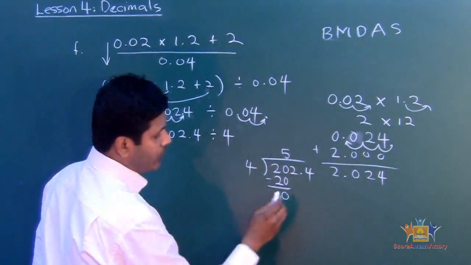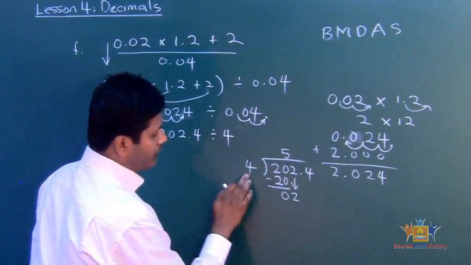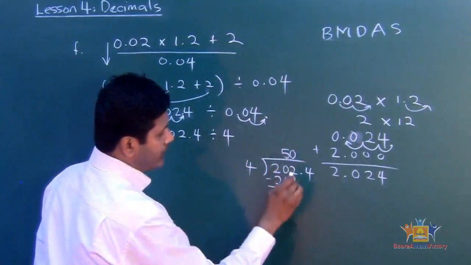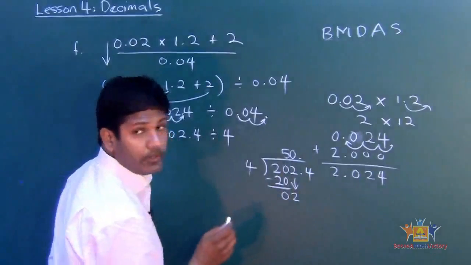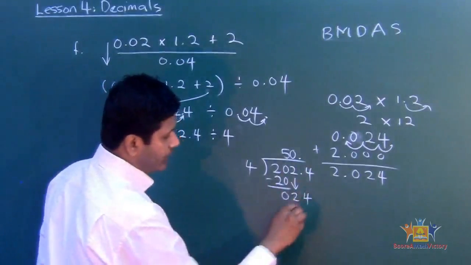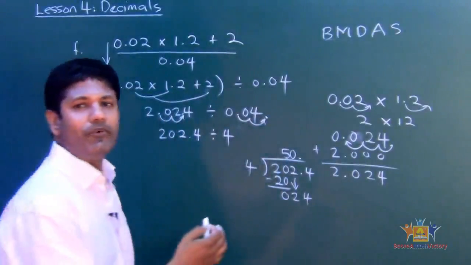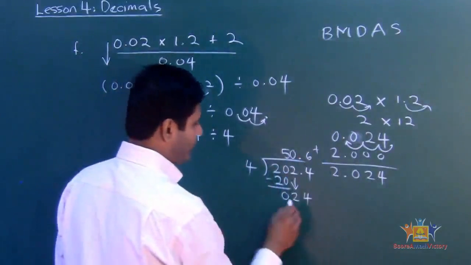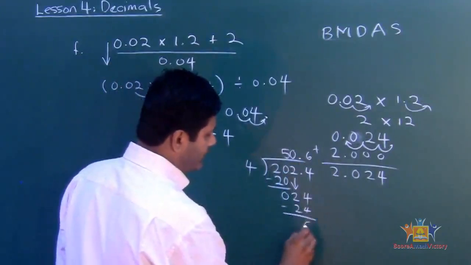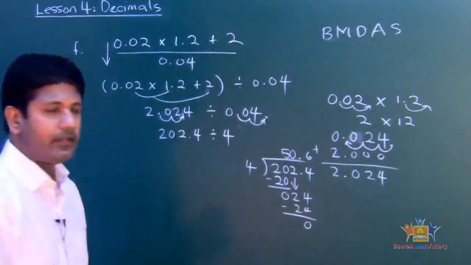Minus gives me 0. Bring the 2 down. In 2 there's 0. Make sure you bring the decimal up. Very important. Now bring the 4 down. In 24 there's 6. 6 times 4 is 24. Minus gives me 0. That's the end of it.